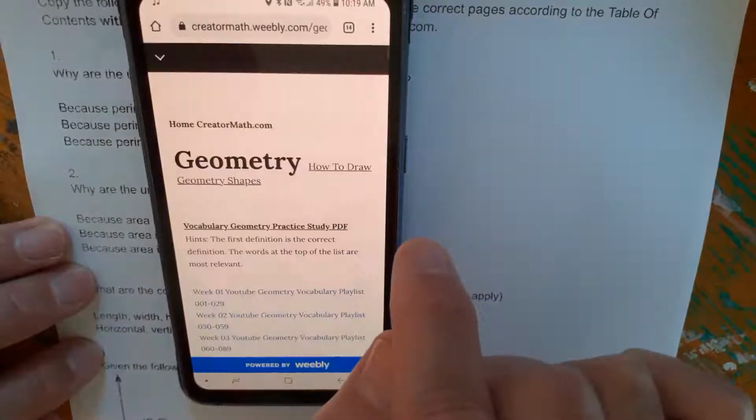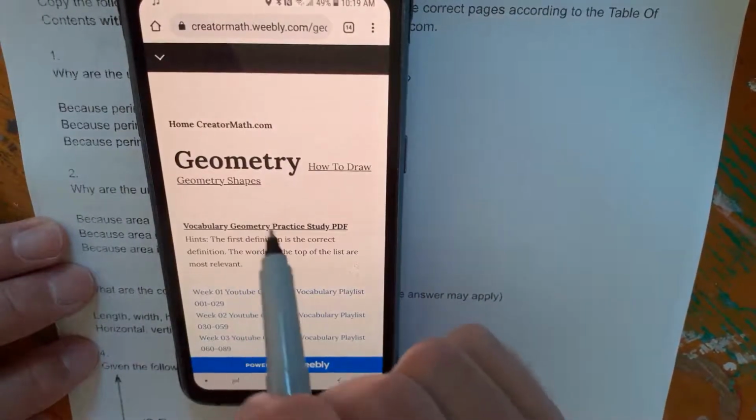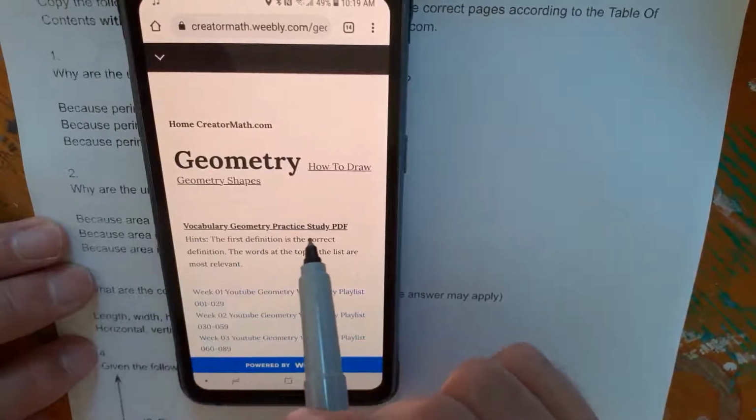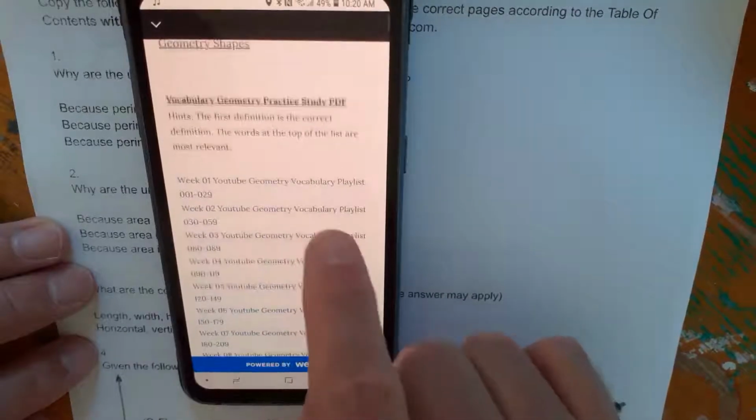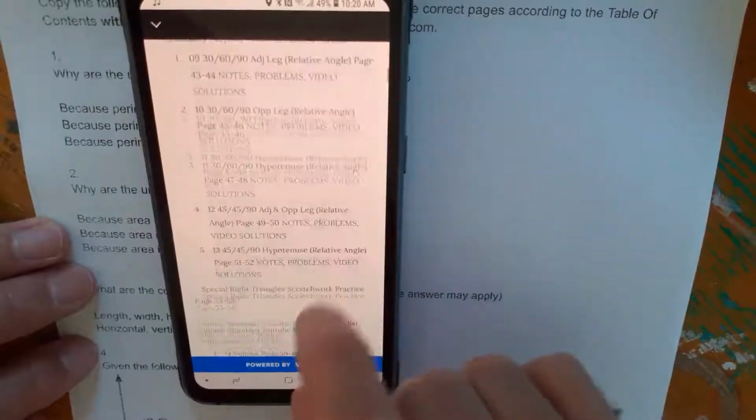We're going to go to geometry because we need notes. All of the notes, videos, vocabulary, etc. is under the geometry tab. It says vocabulary, geometry, practice, study PDF. You need this PDF for all of your vocabulary practices. Every word of the whole year is on there, and that'll help you get A's on those assignments.